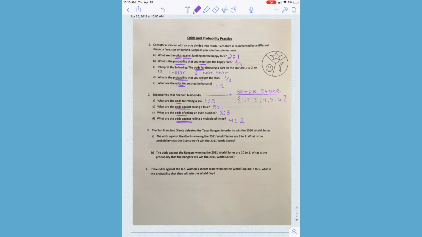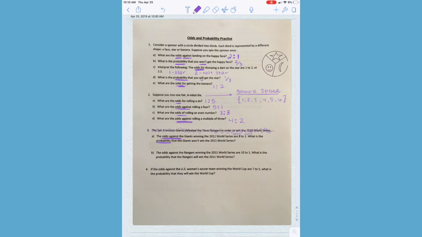The San Francisco Giants defeated the Texas Rangers in order to win the 2010 World Series. The odds against the Giants winning the 2011 World Series are 8 to 1. I'm going to stop there for a second because this problem is really wordy. Where it says the Giants defeated the Rangers in order to win the World Series, that is completely irrelevant information. I'm literally going to scribble that out because it's just there to confuse me. When I read that the odds against the Giants winning are 8-1, that lets me know that the 8 are the losses and the 1 is a win.